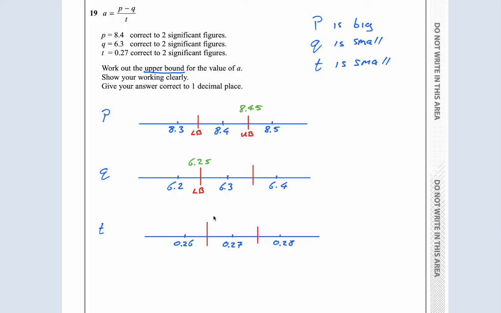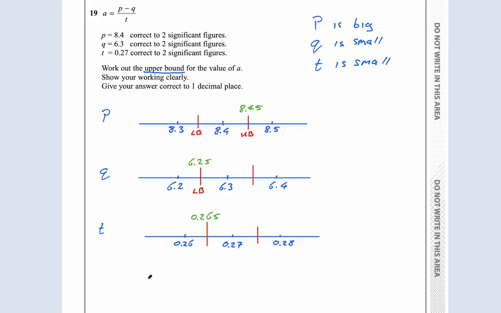Do I want to make T big or small? I want to make it small. So it's the lower bound, which is 0.265. Again, I'm adding on this 5, guys, because it's halfway between these two. If you're not sure, you can add them together and divide by 2. Okay, so the graph really helps here, guys, understanding.